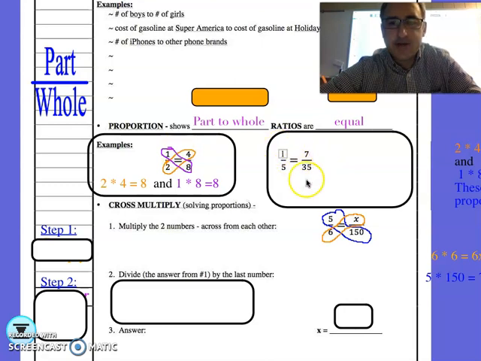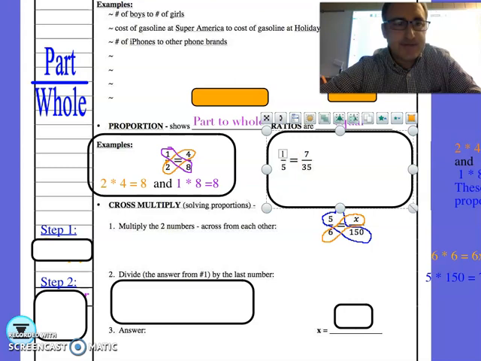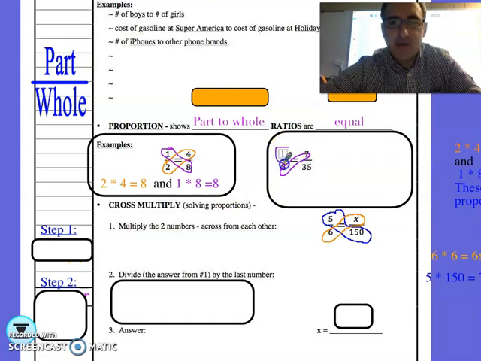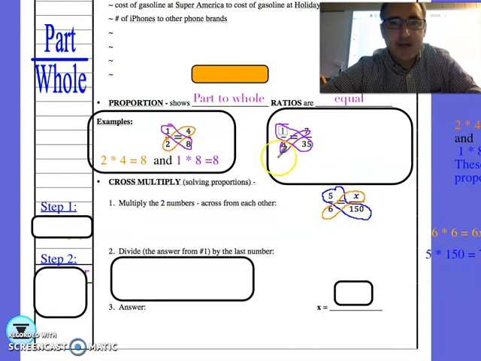Over here, I could do the same thing. I could take 5 times 7. 5 times 7 is 35. And 1 times 7 is 35. So these are both proportional or equal. We're going to use cross multiplying a lot in this unit. Remember that a fraction is a division problem, but we're going to cross multiply the top and the bottom of opposite sides to see if they're equal.